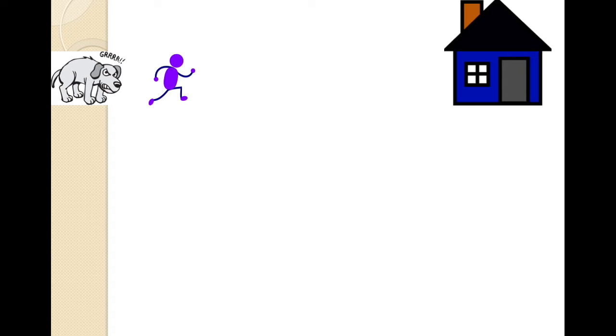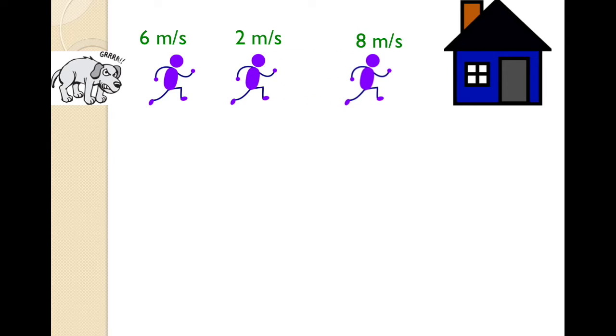So let's say that there is a dog that is chasing you, and so of course you're going to run away, and you're going at a velocity or a speed of 6 meters per second. Along your run to the house, you start to get a little tired, and so your pace goes to a little bit slower, so it's 2 meters per second. Then you gain a little bit of motivation because you're almost there, so you run a little bit faster, and now you're at 8 meters per second.